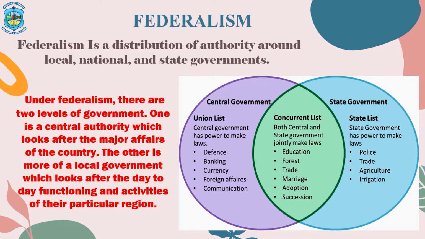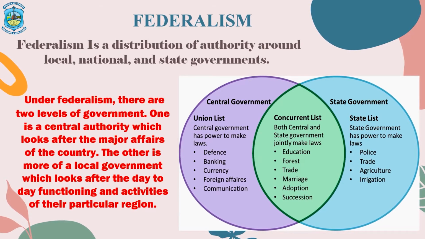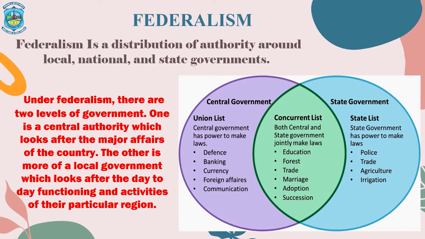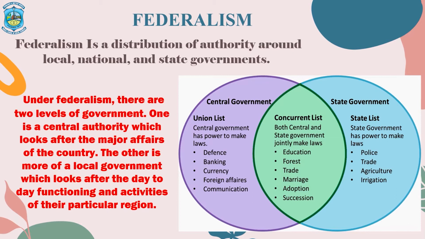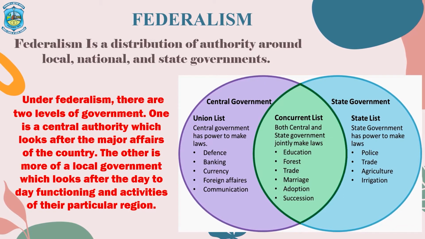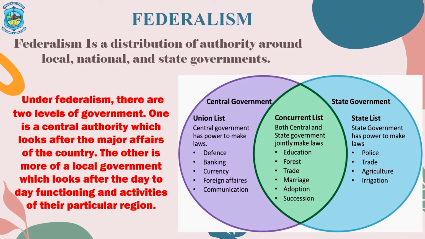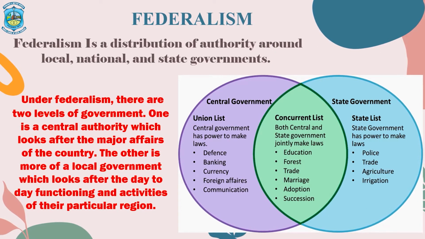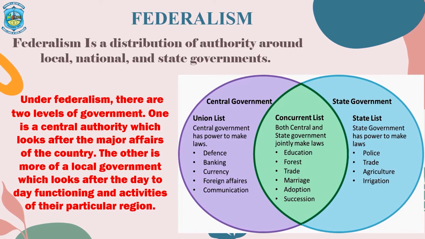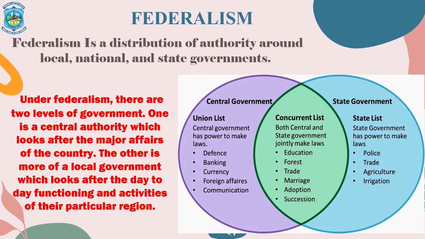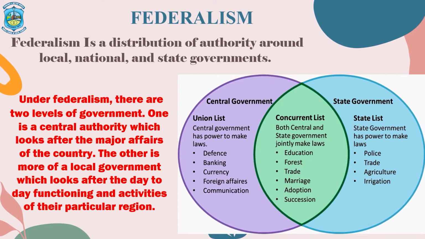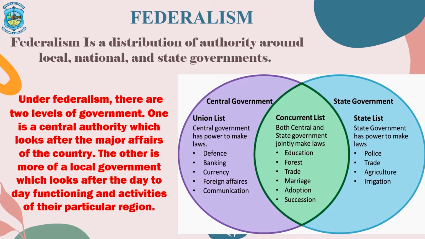Here, under federalism, there are two levels of government. One is the central authority, which deals with the major affairs, the national matters, and the other is the local government, which looks after the functioning of the day-to-day matters and the regional affairs. As you can see here, the union list is concerned with the central government matters, the state list is concerned with the state government matters, and the concurrent list is where both central and state government come together and make decisions on topics like education, forest, trade, etc.